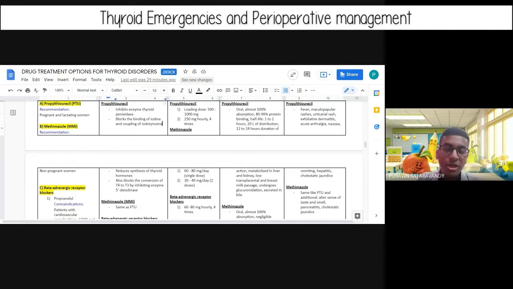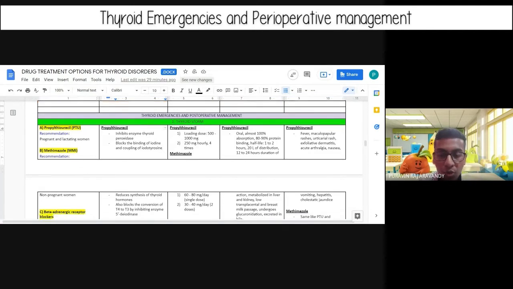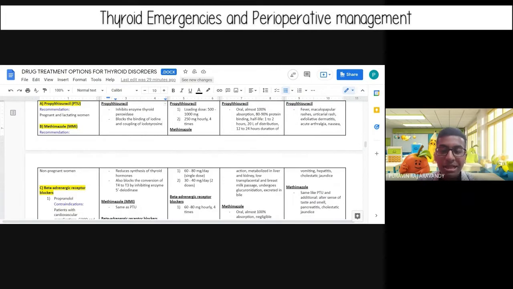And this propylthiouracil also undergoes glucuronidation and can be excreted in bile. So that's for the pharmacokinetics of PTU. Now, what about the adverse effects of this PTU? Normally, once administered, propylthiouracil can have many adverse effects like fever, maculopapular rashes, urticarial rashes, exfoliative dermatitis, which is a kind of skin disease, acute arthralgia, nausea, vomiting, hepatitis, and cholestatic jaundice, which is very rare for propylthiouracil.